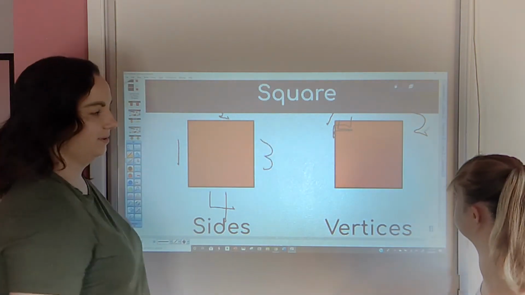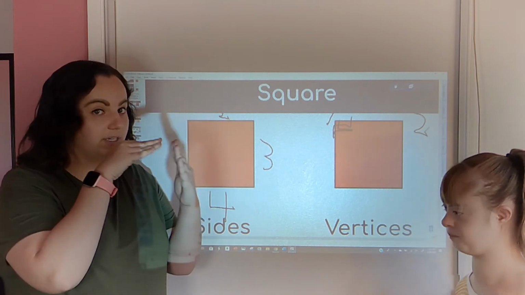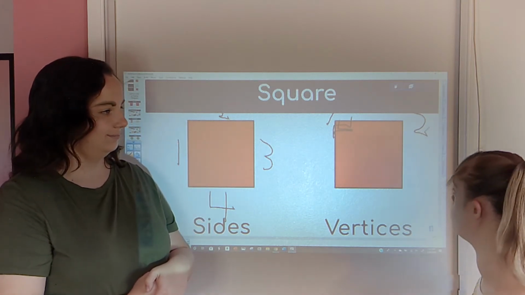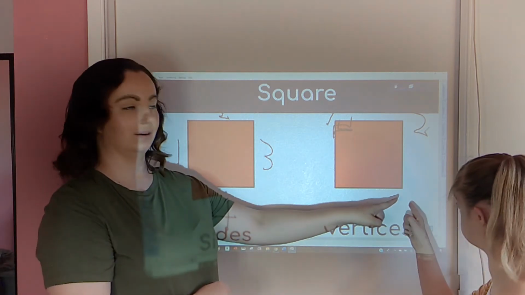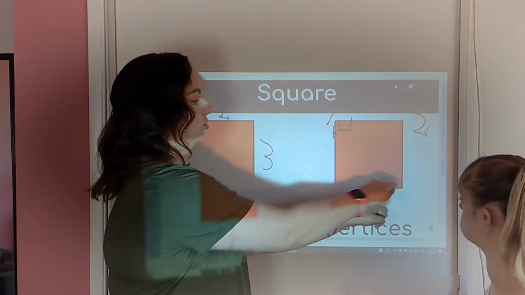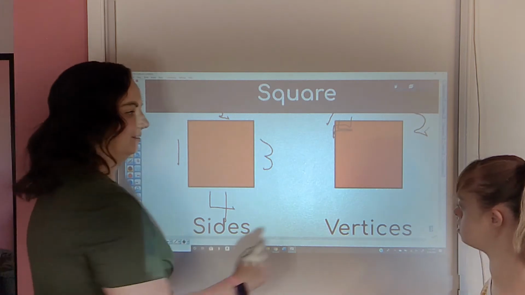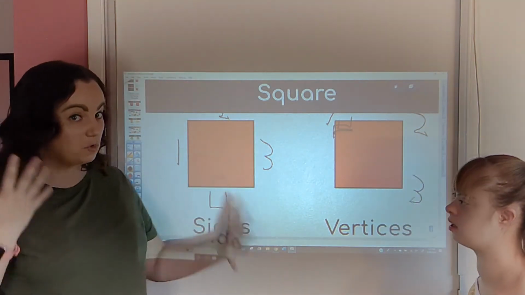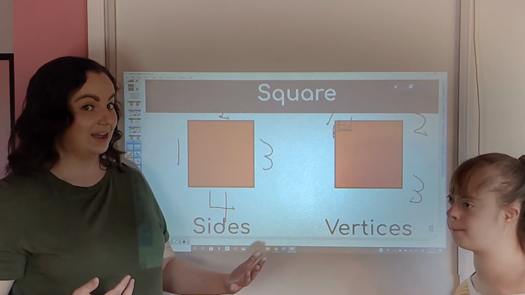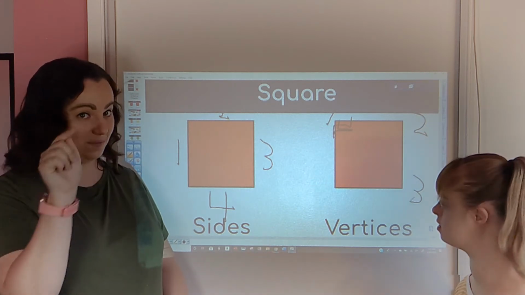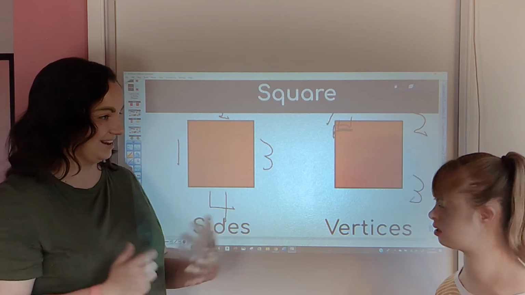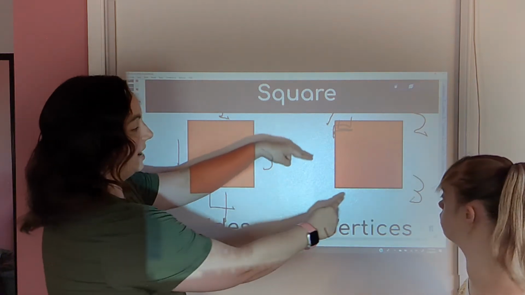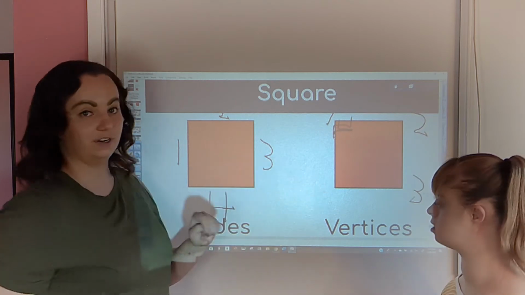Then where's another vertice where the sides meet? How about down here? Those two sides, they meet right there. Three vertices. Then do we have any more vertices? I think I see one more. Hopefully you're seeing it at home too. Where is it? Yes, right there. These two sides meet right there at that vertice.